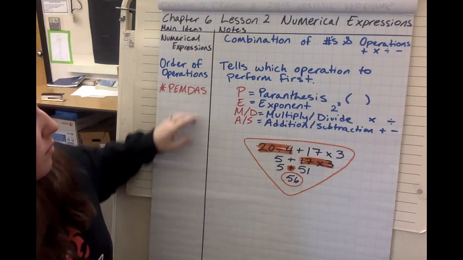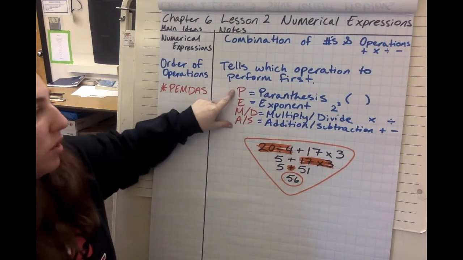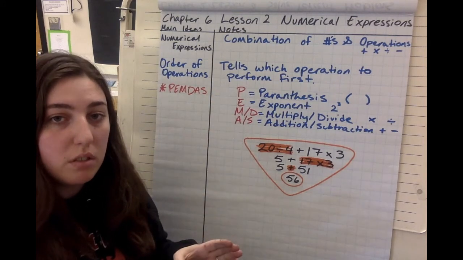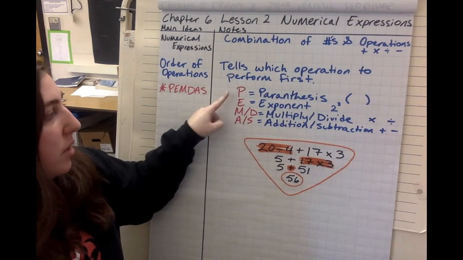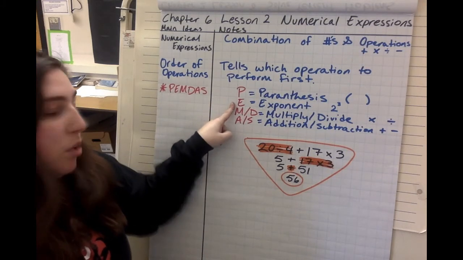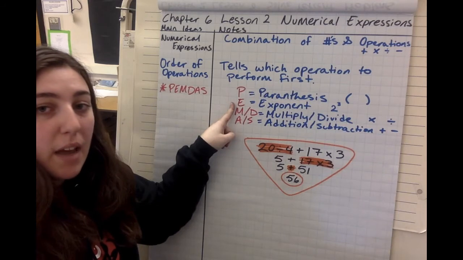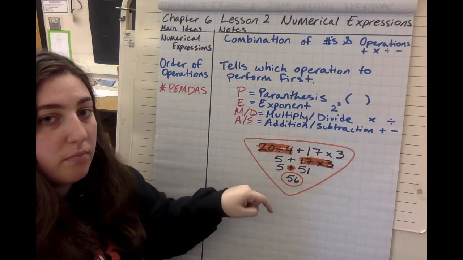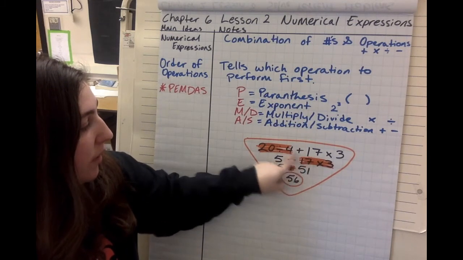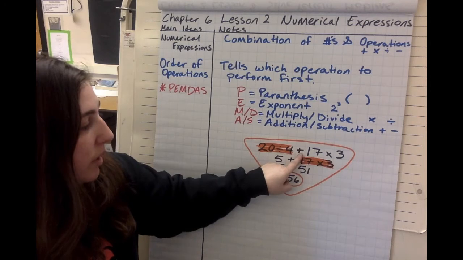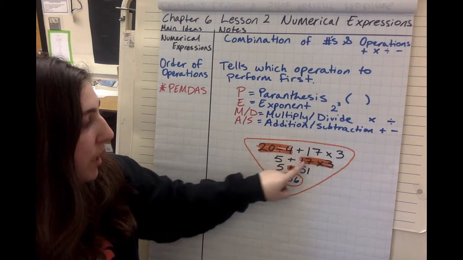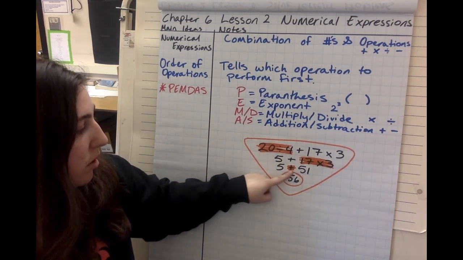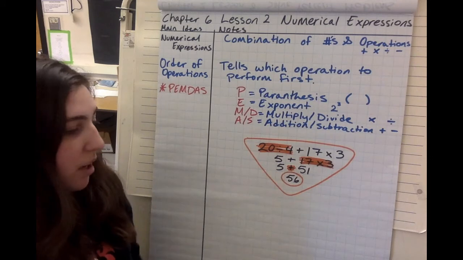So in PEMDAS, if you see parentheses, we are always going to do what's in the parentheses first. Next are exponents. You will simplify an exponent before you go on to multiplication or division. Next is multiplication and division, just like we see here. So I ignored this addition sign and did multiplication and division first. Then the last step is addition and subtraction. The last thing I had to do was add those two numbers together.